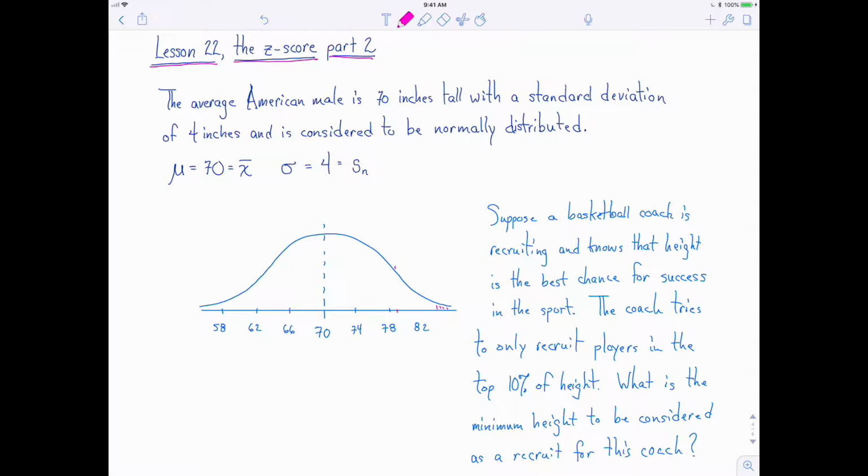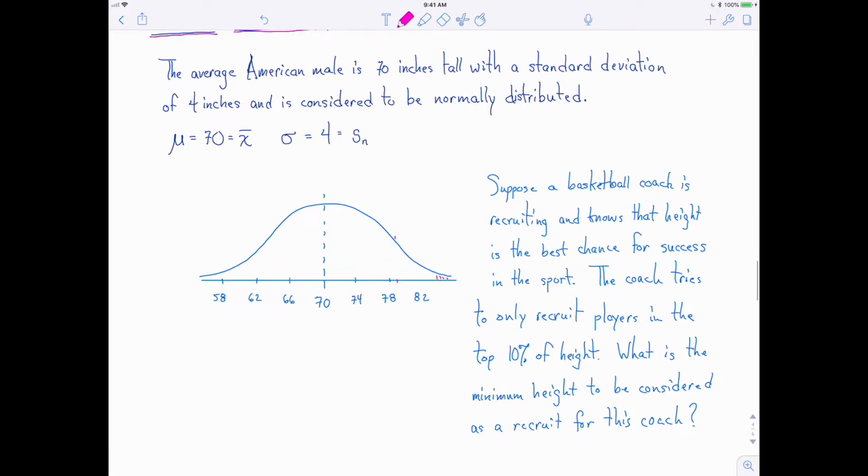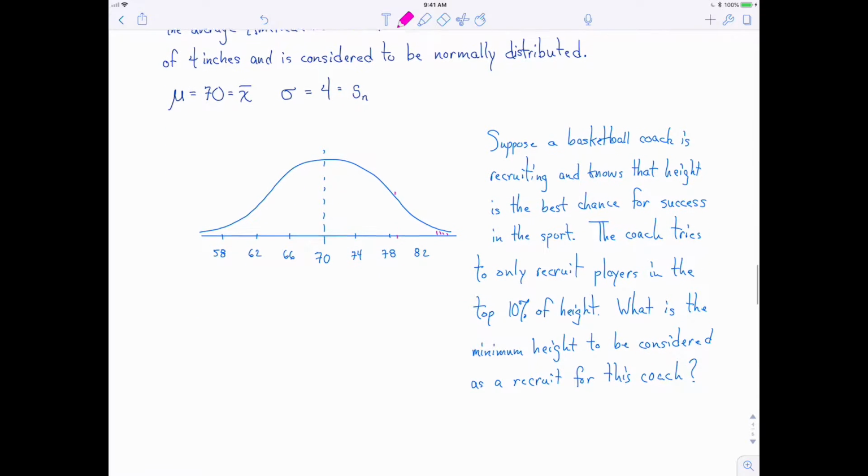Now, in this part, we're going to ask the question: what if you know the percentile of interest and want to find out what the corresponding data value is? That's what we're going to do. So I have this example for us on the side. Let's take a look.